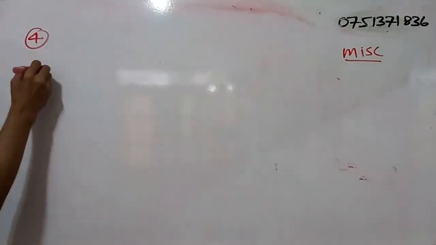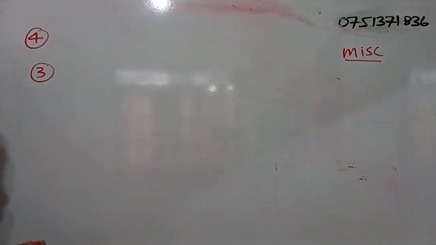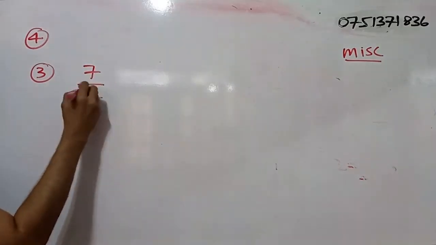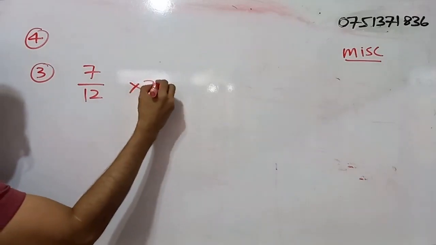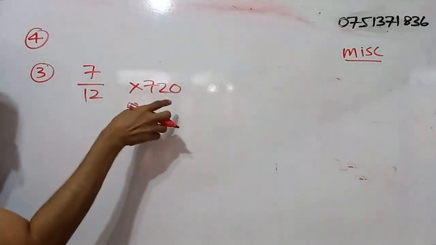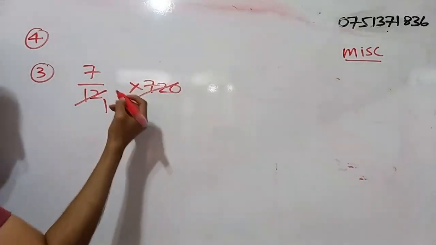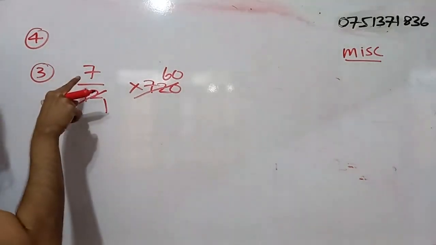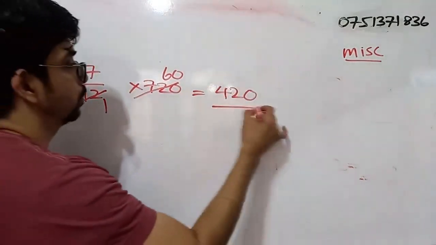Right. Third part. Find the number of votes the winner received. The winner got what? The number of votes as a fraction? 7 by 12, no? So we know the total amount of votes, which is what? 720. So we have to take this fraction from this amount. So 12 times 1, 12 times what? 60. So 7 into 60, that is what? 420. So this is the answer.